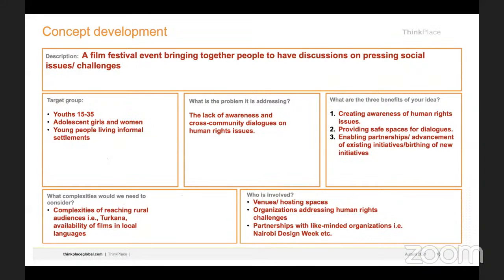Then you also break down and say, what are the benefits of your idea? What complexities would we need to consider? I'll throw this as a question.